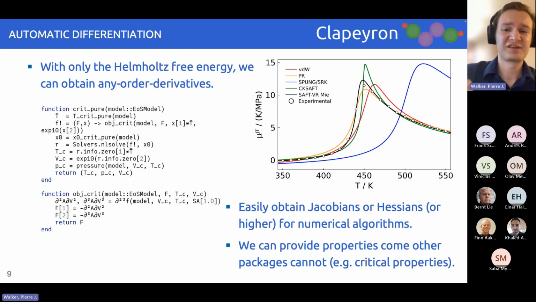Beyond this, however, automatic differentiation has proved useful in our numerical methods, as having access to these higher order derivatives, such as Jacobians and Hessians, is very useful when using gradient-based algorithms. It also gives us access to other properties, which other packages never had access to because they depended on much higher order derivatives. One of these is the critical point of your species.